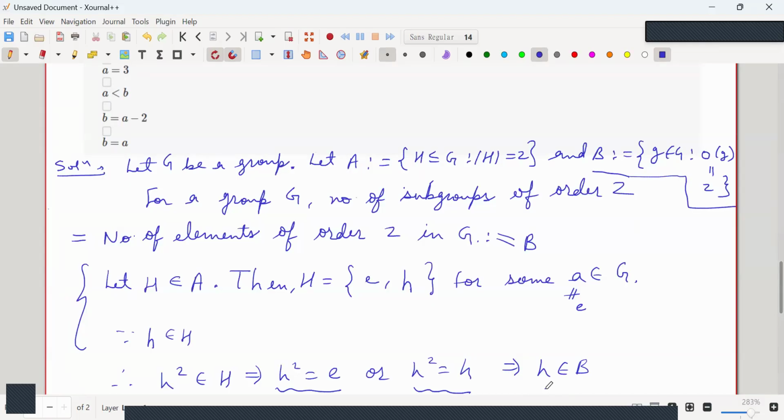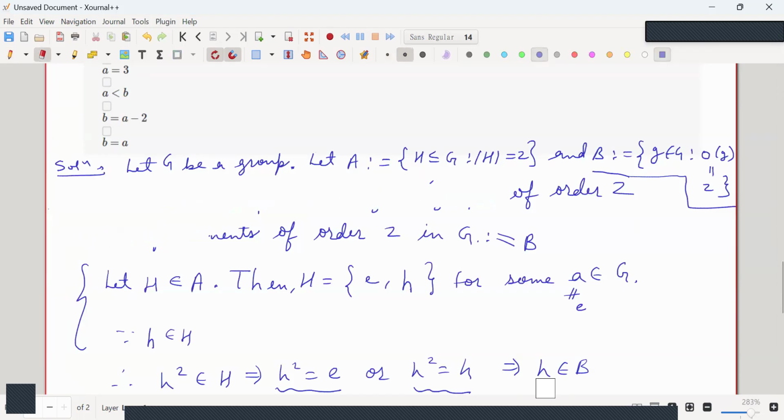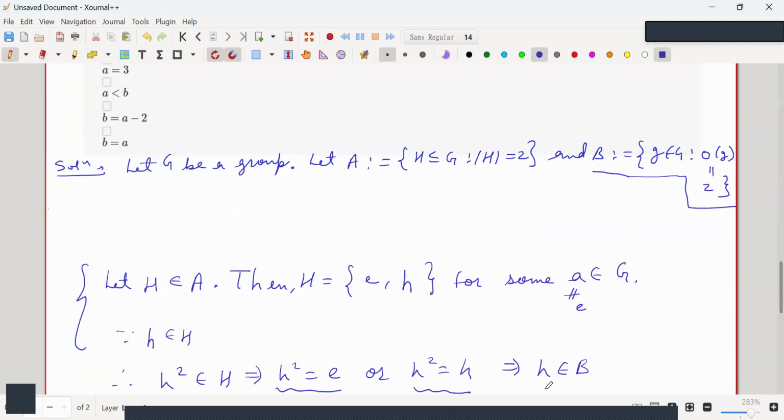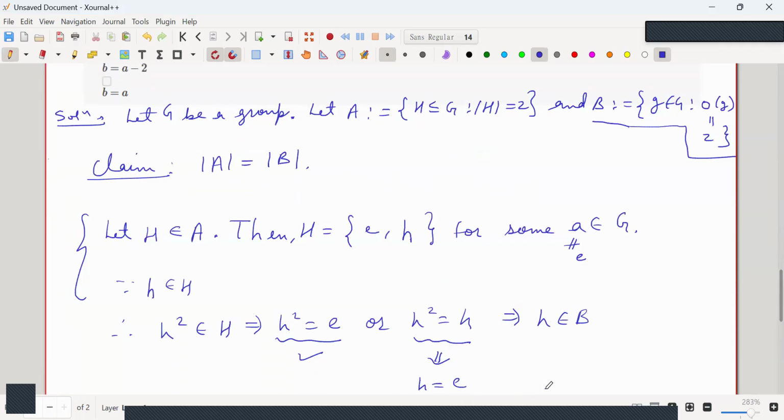So then this will also be simplified. Claim is size of A is same as size of B. Okay. Remember here, I am not writing g belongs to G such that g square equal to identity, because identity itself also satisfies that. But identity is not an element of order 2. That's why I'm writing all g belongs to G such that order of g is 2.